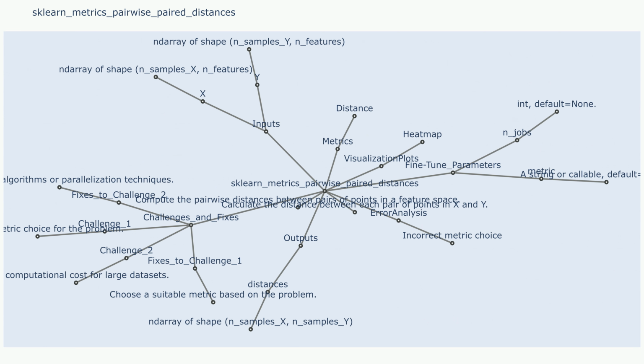Understand the nature of your data and choose a metric that reflects the relevant notion of similarity or dissimilarity. Experiment with different metrics and assess the impact on the results. Consider domain expertise to guide metric selection.